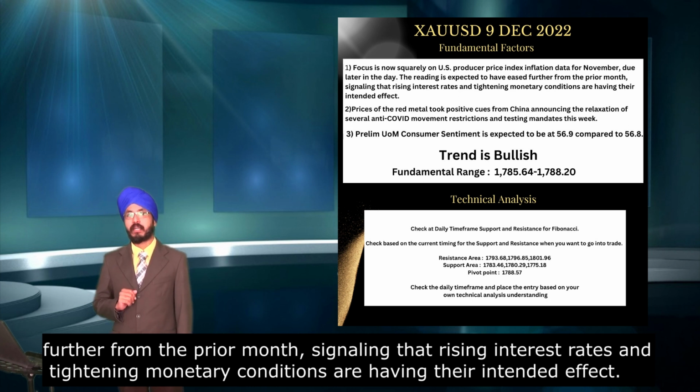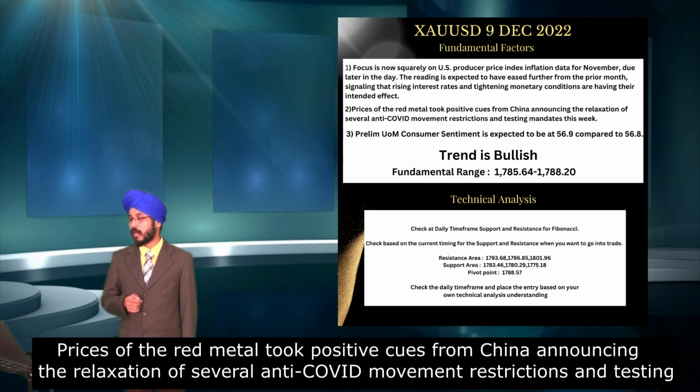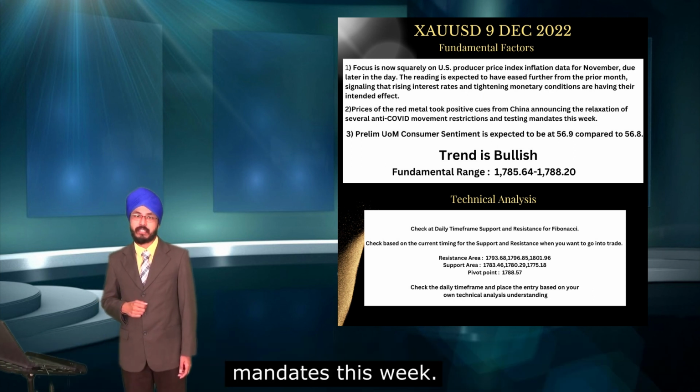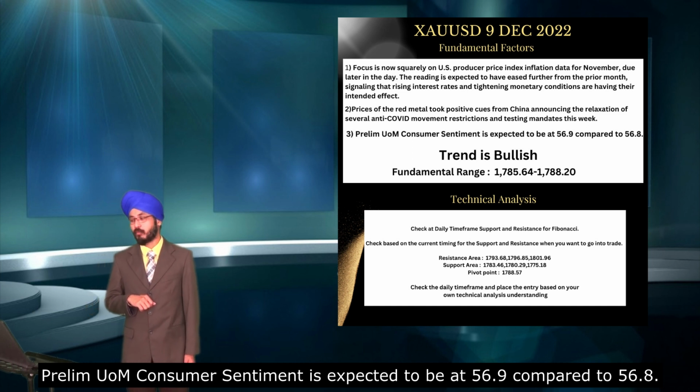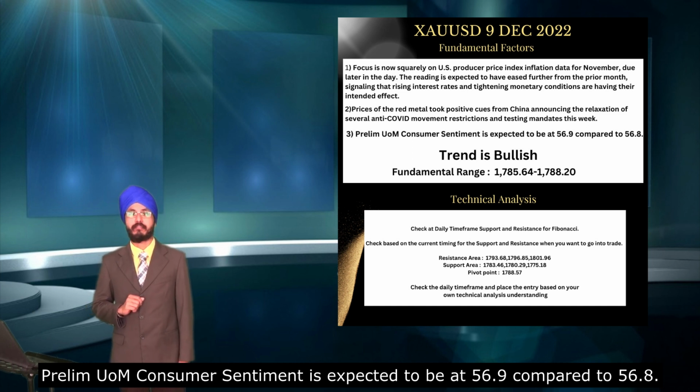the PPI a lot. Secondly, the price of the red metal, copper, has also increased, and this is due to China reopening its cities. And thirdly, the Prelim UoM Sentiment is expected to be at 56.9 compared to 56.8, and it has not much difference.